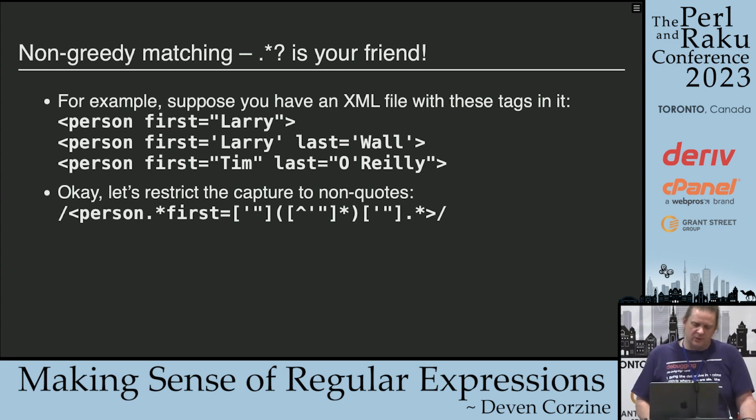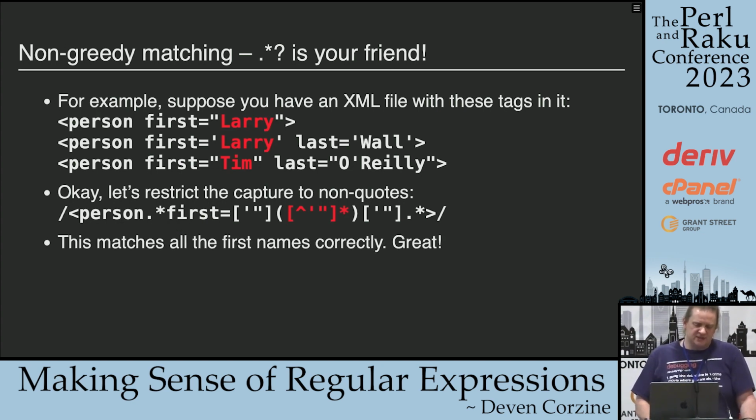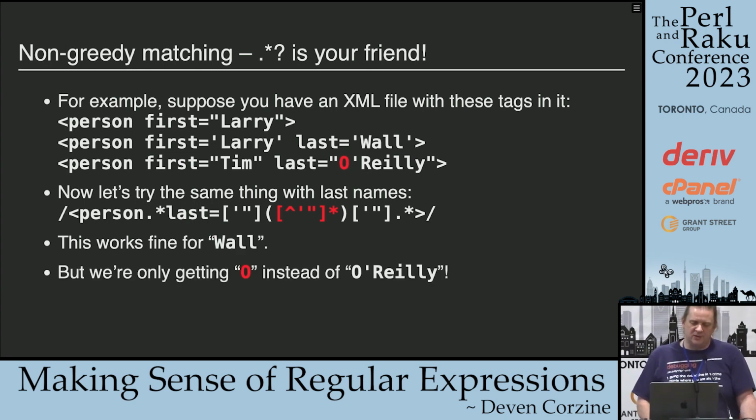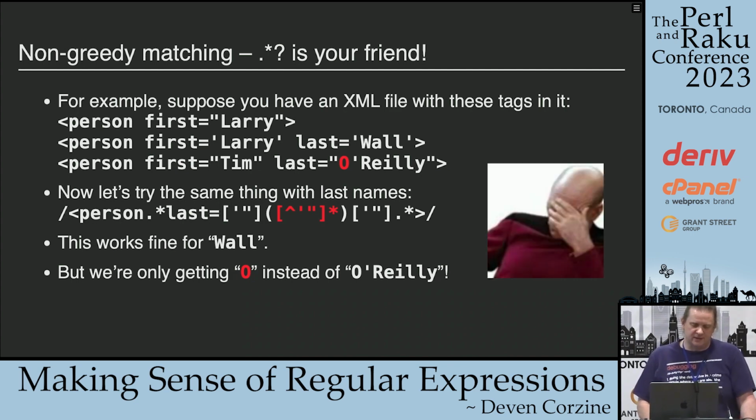So one way you can try to fix that is you can restrict the capture to only capture characters that are not quotes. So this matches all the first names correctly, so that's great. But let's try the same thing with last names. Works fine for Wall here. But we're only getting O instead of O'Reilly because it finds another quote there. It's not the same matching quote, but it's not trying to figure that out in this regular expression. So, not good.